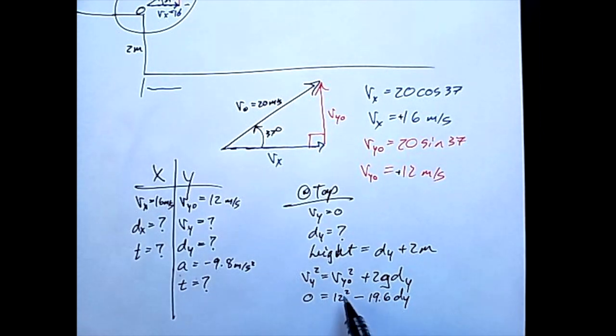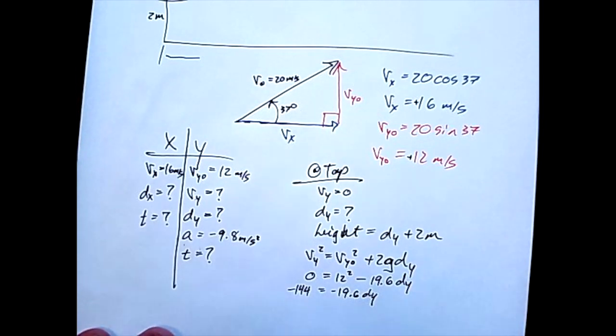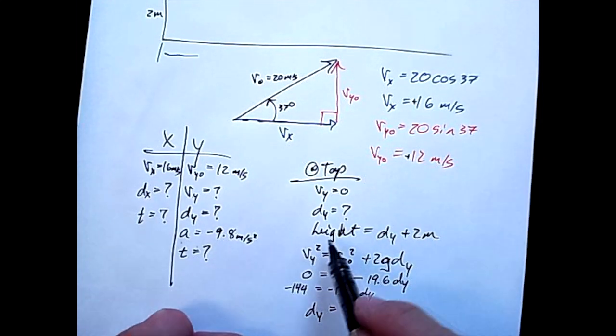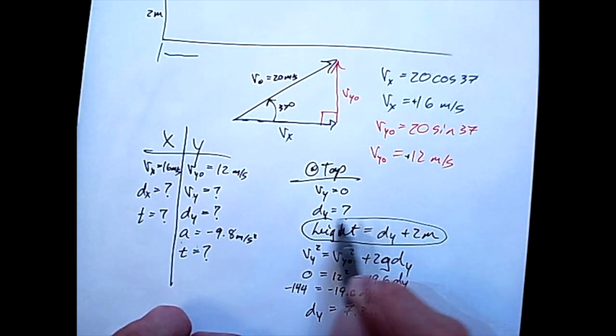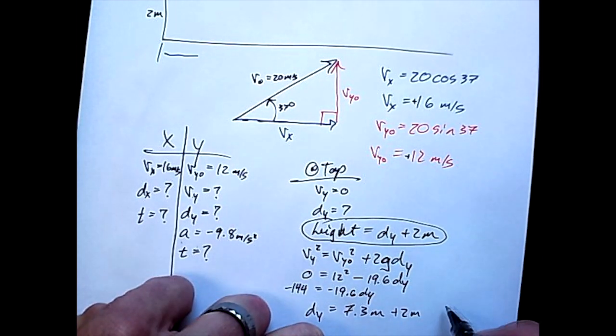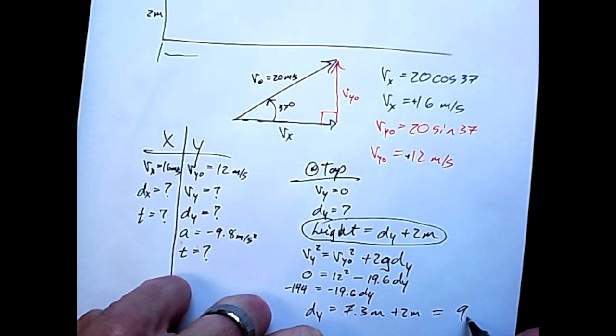And so I square 12 and get 144, I subtract 144 to this side equal to negative 19.6 dy. Then I go ahead and divide by 19.6 and I get a dy equal to 7.3 meters. And then of course I haven't answered the question because the question was what is the height? And so I have to take dy and add 2 meters, and so my height is actually 9.3 meters.